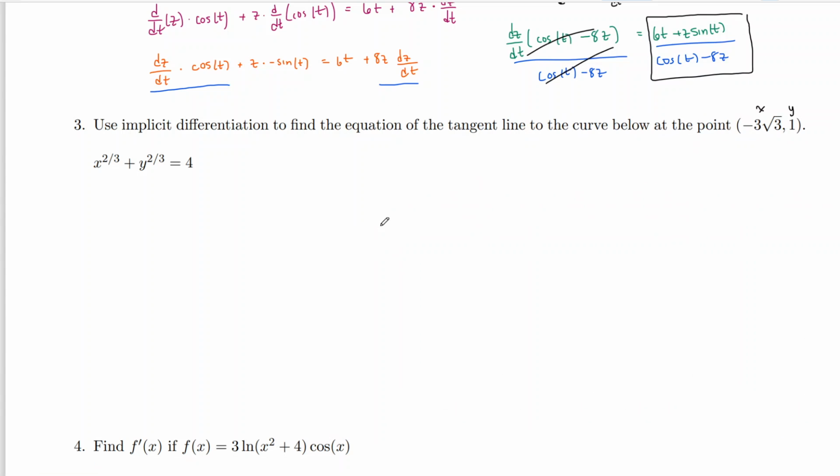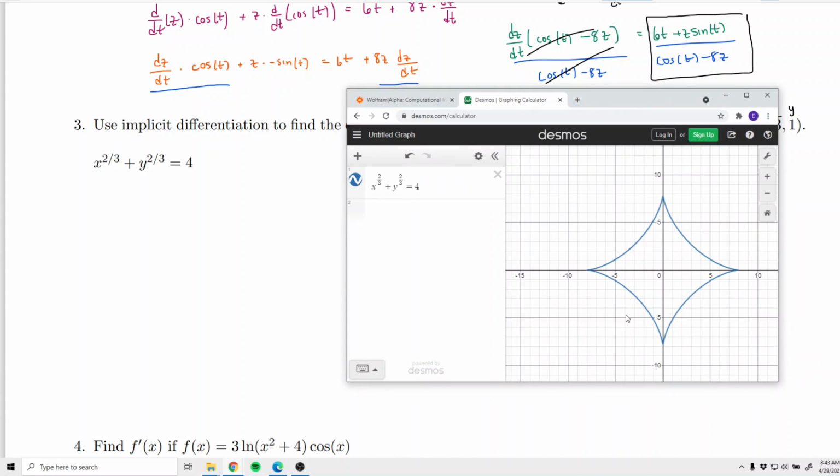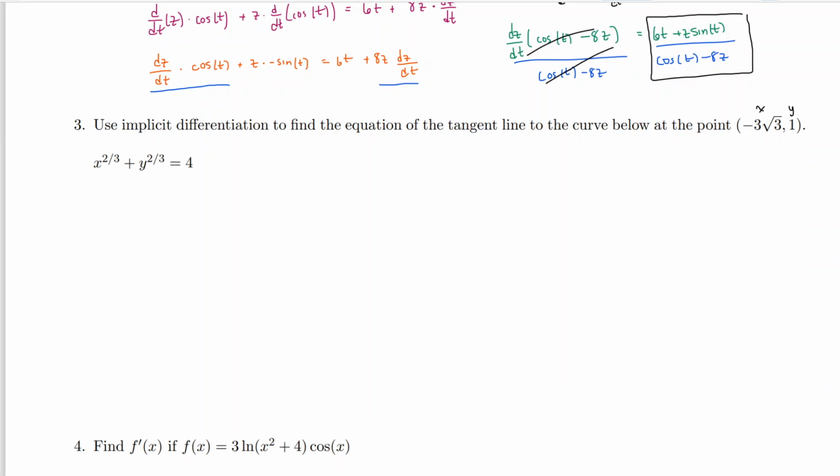All right. But the point is, actually, let me go back to the graph real quick. It doesn't pass the vertical line test, which means you're not going to be able to solve for y. Even though it's a much simpler looking equation than the previous two, we can't solve for y. We have to use implicit differentiation. All right, so let's go ahead and do that.